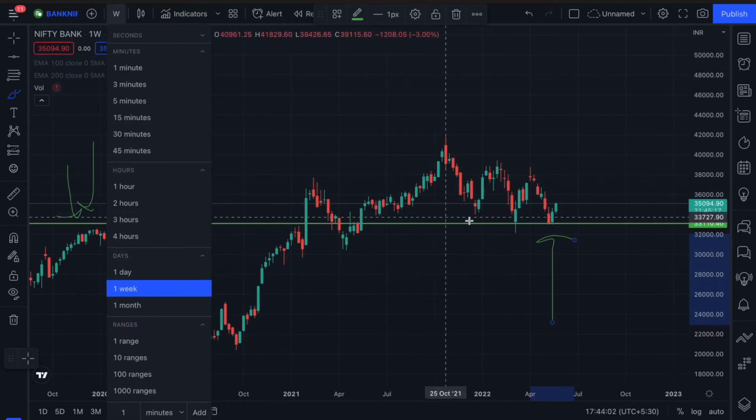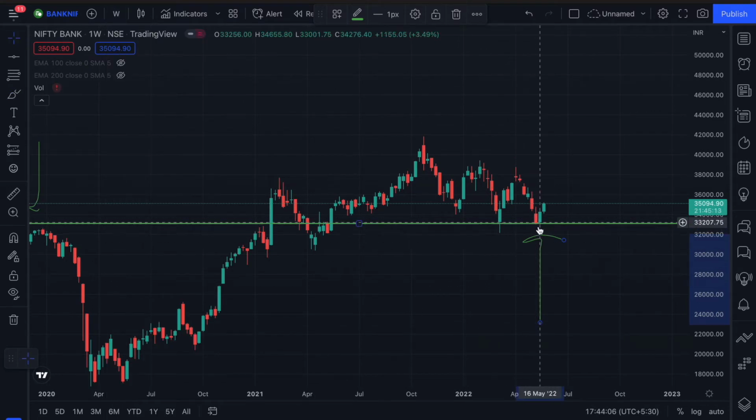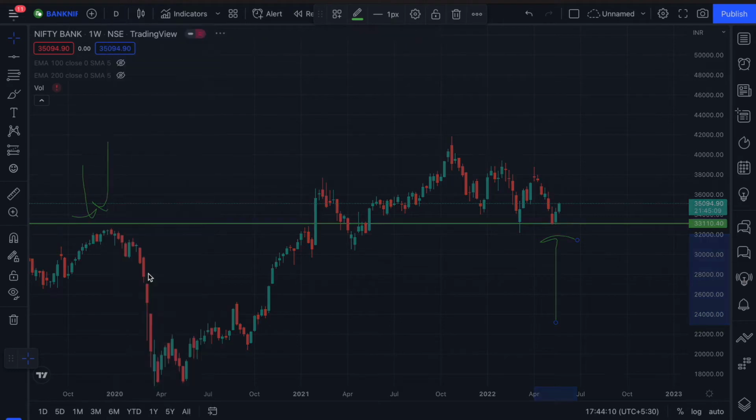Now of course these two weekly candles are really amazing. We can see the formation of a bullish engulfing at around the support area, which is also good. Now what we can plan from here, first of all.